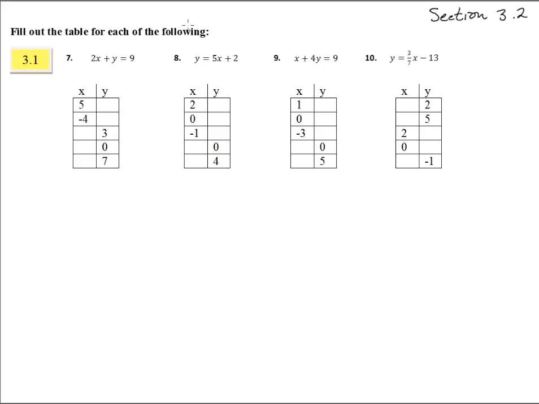Here we are in section 3.2 with the answers 7 through 10. It says fill out the table for each of the following. That means we're going to put in this x right in here, solve that equation it gives us for y. And down here we'll put those in for y.